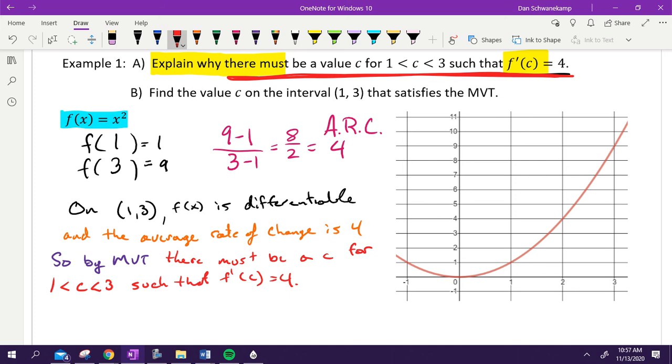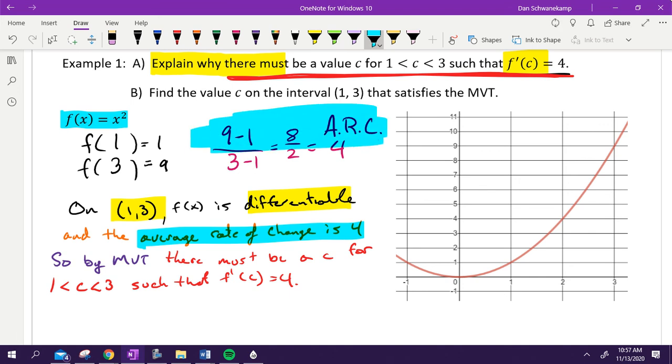So as long as you're differentiable, your average rate of change has to be equal to your instantaneous rate of change by mean value theorem. Okay, so we said on my interval, I'm differentiable. I stated the average rate of change. Not only do you have to state it, but you have to show it. This is part of my answer, showing that I did the average rate of change somewhere. Okay, and then just say, hey, by MVT, that has to be true, and I just restated the sentence. Kind of makes sense where I'm getting all that from?